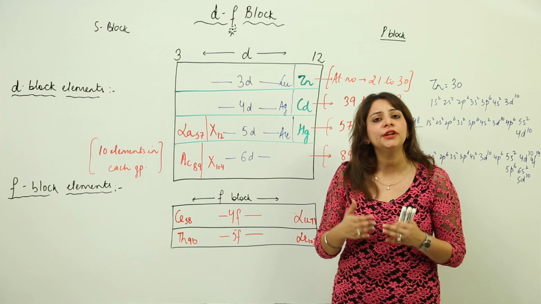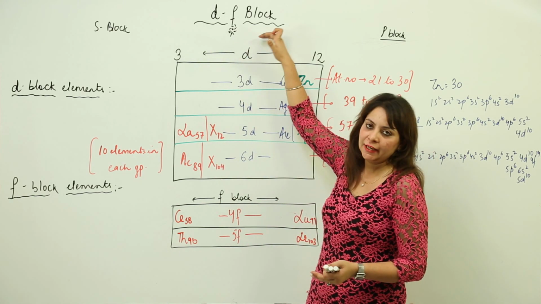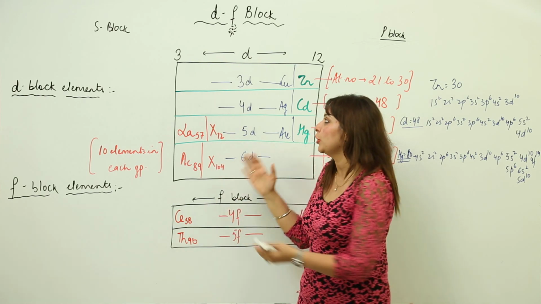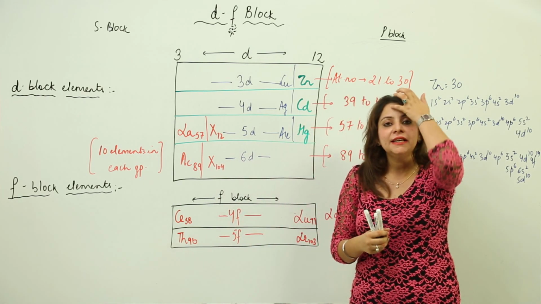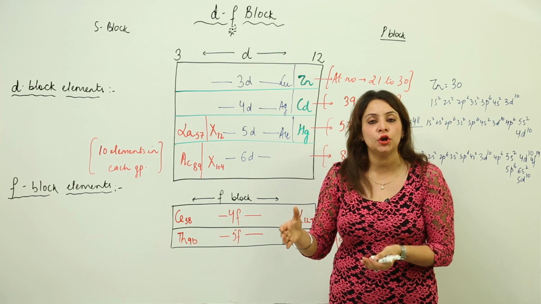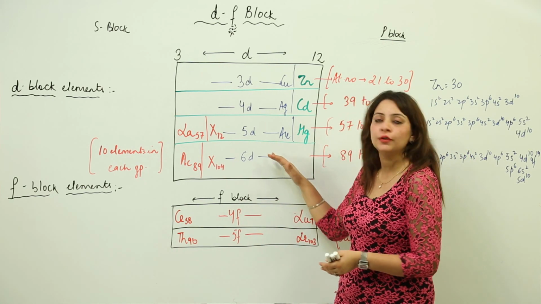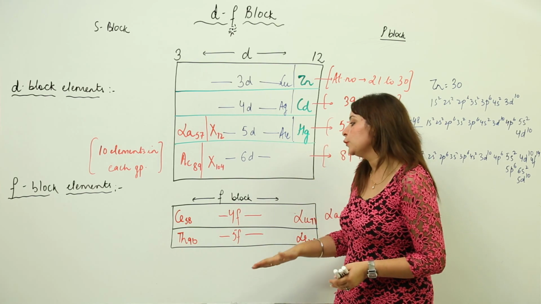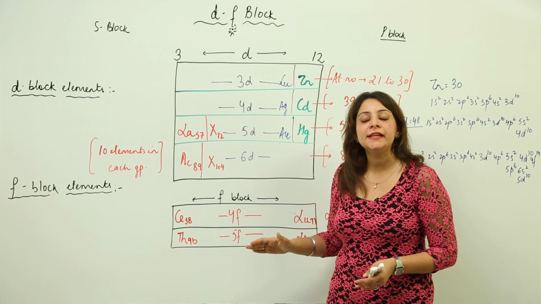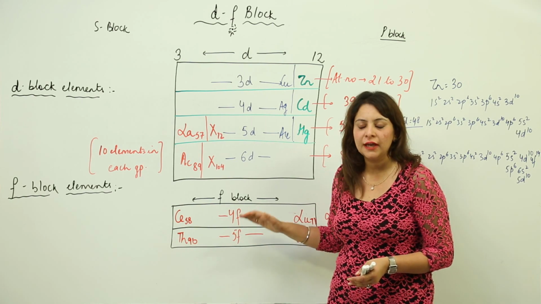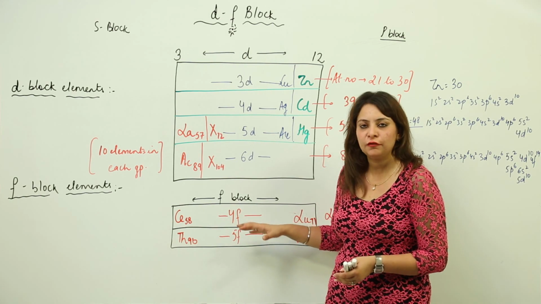So today we are going to start with the D and F block. As I told you, if we are talking about the D block, that means the last valence shell electron enters the D orbital. That is why it is a member of the D block. And for the elements which belong to the F block, their last electron is entering the F orbital. That is why they are members of the F block.